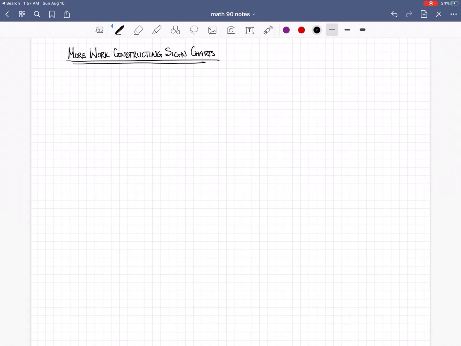In this lesson, which is our follow-up lesson on constructing sign charts, we're going to look at 3 examples, and for each of them we're going to construct sign charts for that expression. So rather than write it out every time, I'm going to say construct the sign chart for each of these expressions.